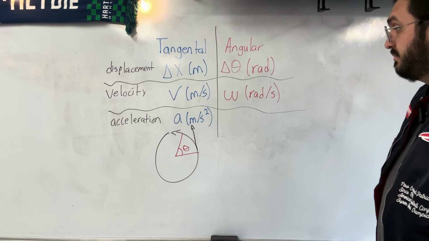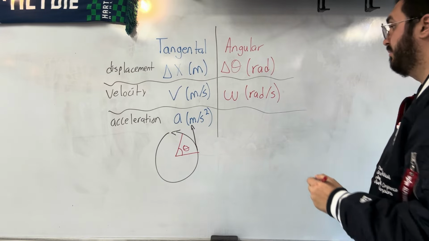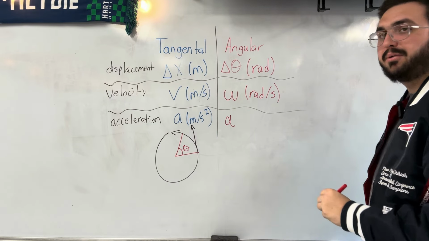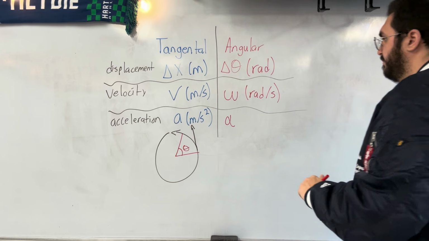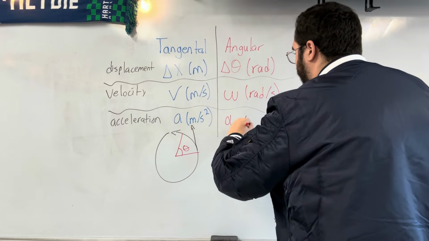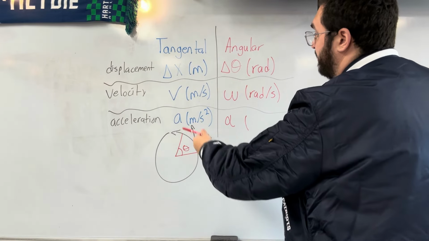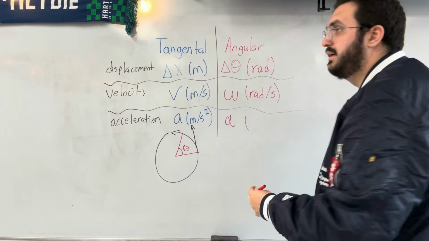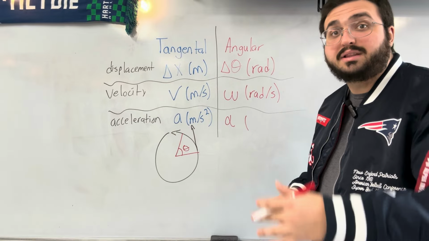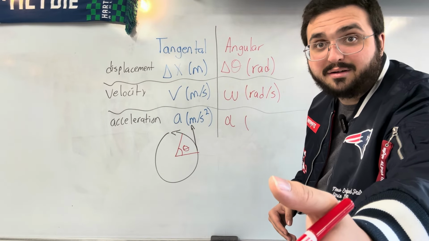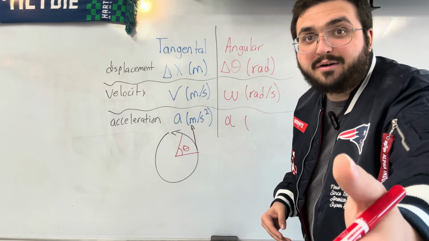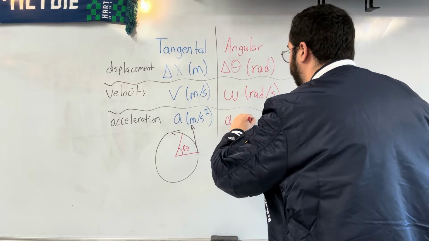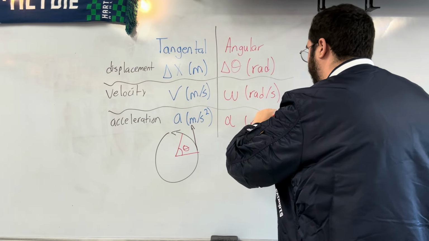Now, for acceleration, instead of a, we also use a Greek letter here. We use the Greek letter alpha, which looks like that. It looks pretty similar to an A, but it is different. And like tangential acceleration is measured in meters per second squared, you could probably take a guess as to what angular acceleration is going to be. We're going to do the whole Dora the Explorer thing. What do you think it is going to be? Radians per second squared. So radians per second squared.